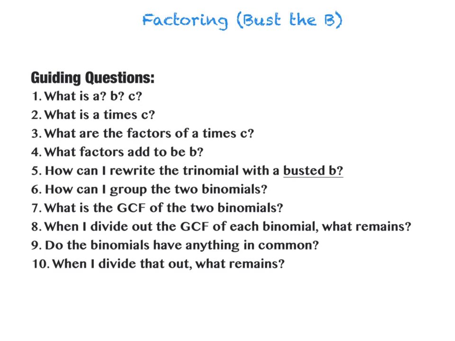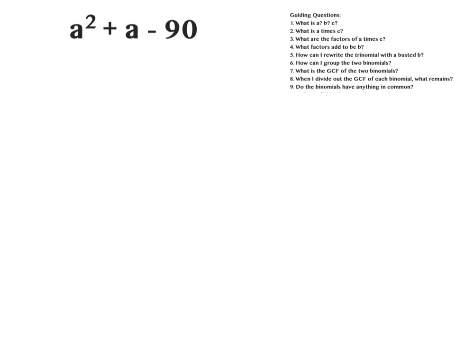I'm going to use these guiding questions. They walk me through the process, and I'm going to show you how to use those to factor a trinomial. In the first question, I have a trinomial, meaning I have three terms: a squared, positive a, and negative 90. Those are my three terms.